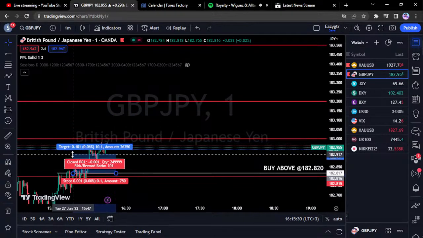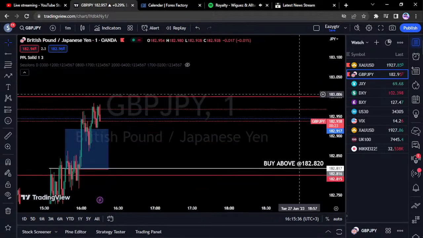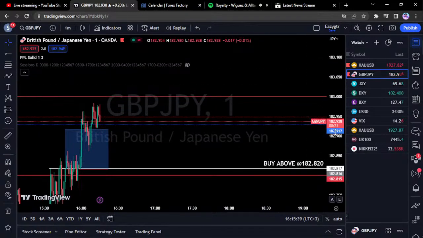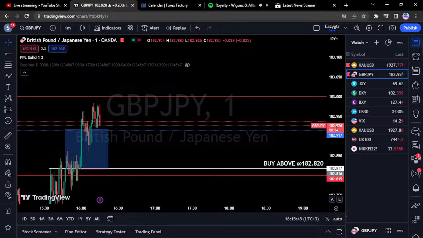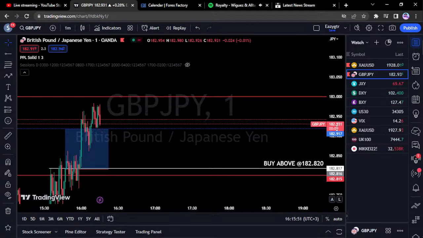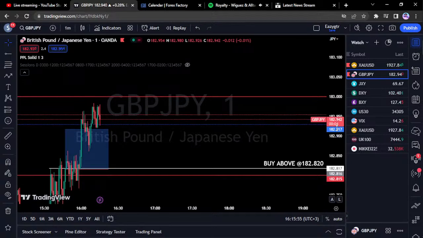So right now I've just moved my stop loss to 182,917, because if price breaks that area, it will most likely come back to stop me out at break even, and I'd rather take home 10 pips than break even.